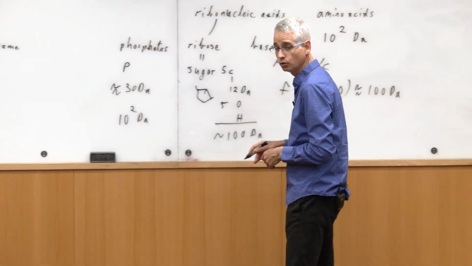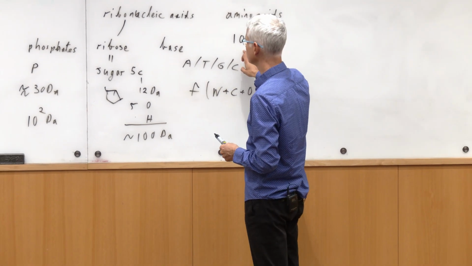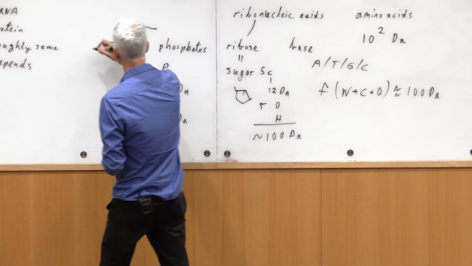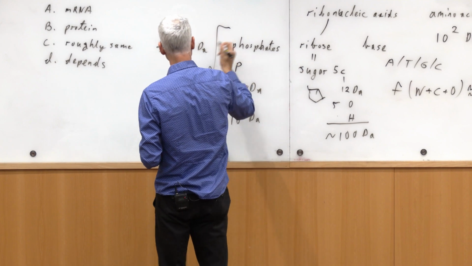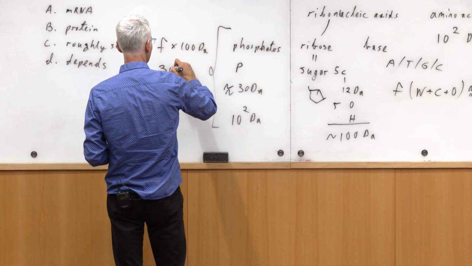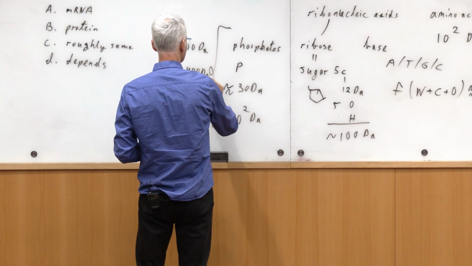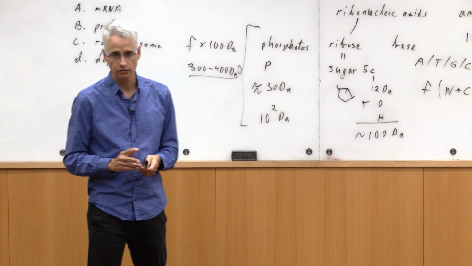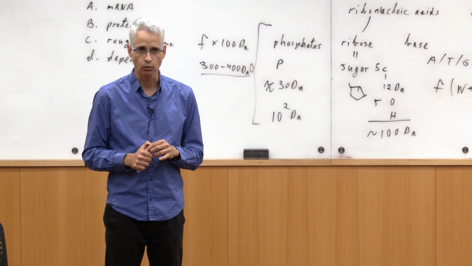So roughly I have a few hundreds of Daltons. So if here I had 100 Daltons, all of this together would be a few times 100 Dalton. Actually, if I'm not mistaken, it's somewhere between 300 and 400 Daltons. So we have a factor of about 3. A factor of a few. Is that it? What else?